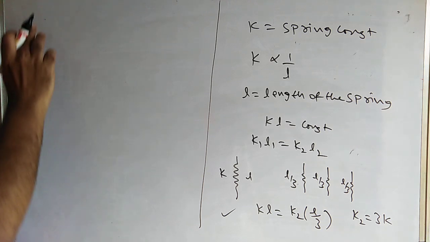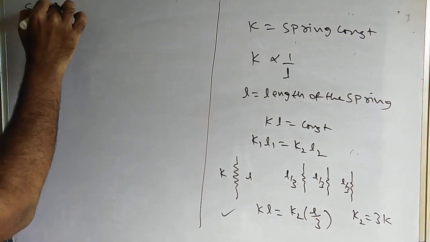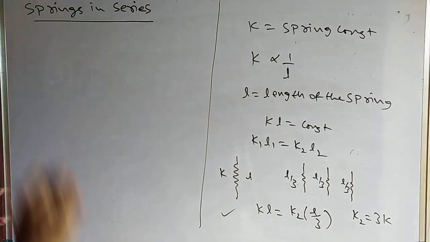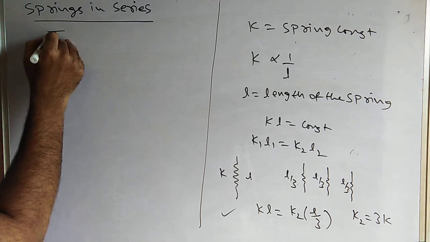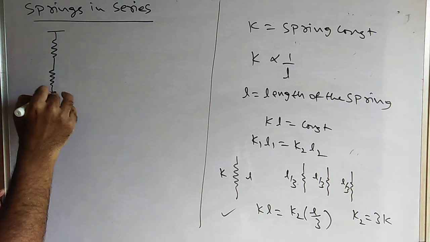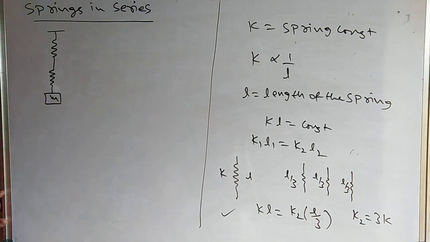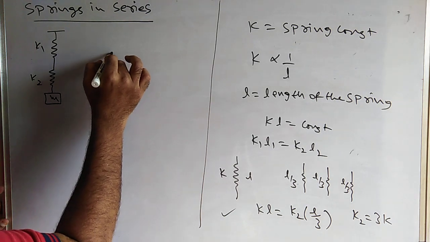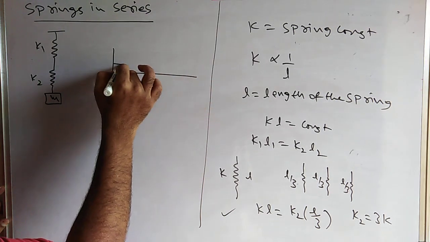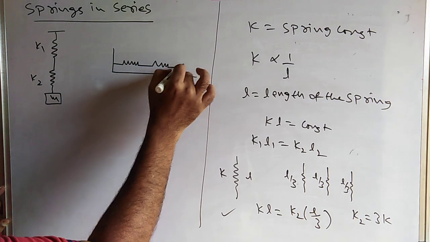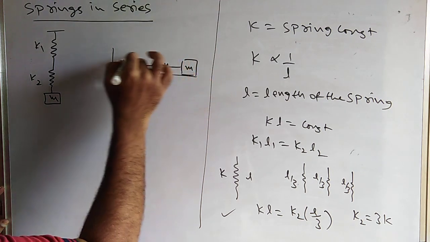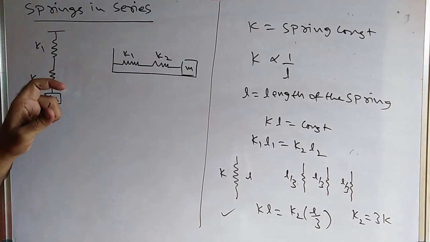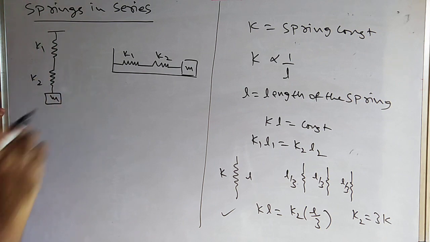Then let us discuss the springs in series. What do you mean by springs in series? If the springs are connected one end to the other, that is called springs in series. Let us say this one is K1, this one is K2, and this is the mass. In either case it will be the same. Remember, when you say something is in series, they are connected one end to the other.